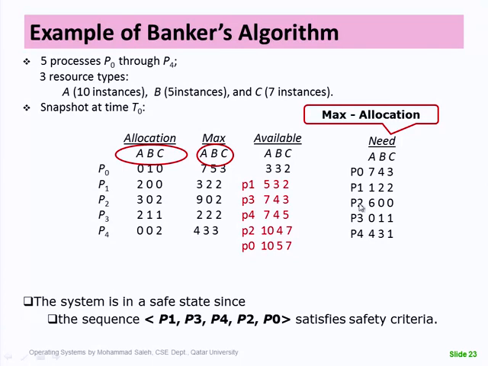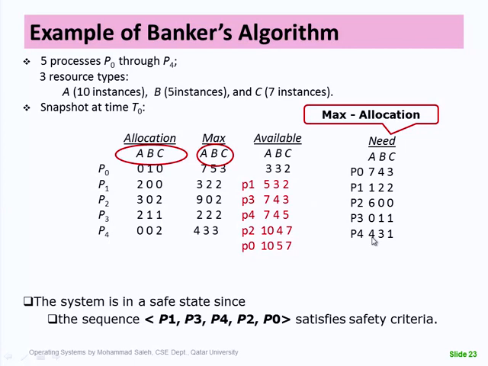Now let me try to execute P2. P2 needs 6 of A, which I don't have, because currently I have 5. So I will skip P2 for the time being and try to execute P3. P3 needs 1 of B and 1 of C, which I have, so I will execute P3. Executing P3 means I gain all the resources it is currently holding after it finishes. 2, 1, 1 will be added to 5, 3, 2. The result is 7, 4, 3 after executing P3.